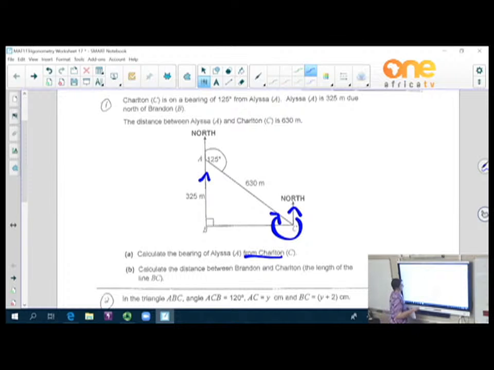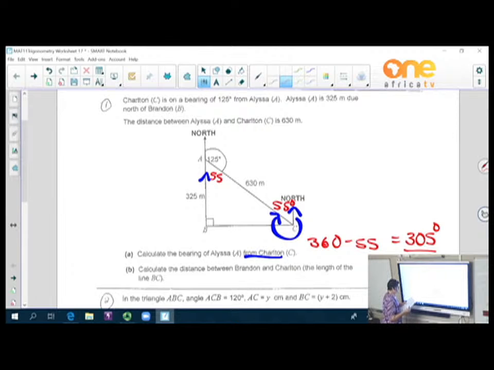Which means then, if this angle is 125, this angle here is going to be 55 degrees. So this is co-interior angles. You can also calculate this one to be 55 degrees, and then they are alternating there. So to get that bearing, it is then 360 minus the 55 degrees, and your final answer is 305 degrees. This is also a three-figure bearing. That's what we have there.